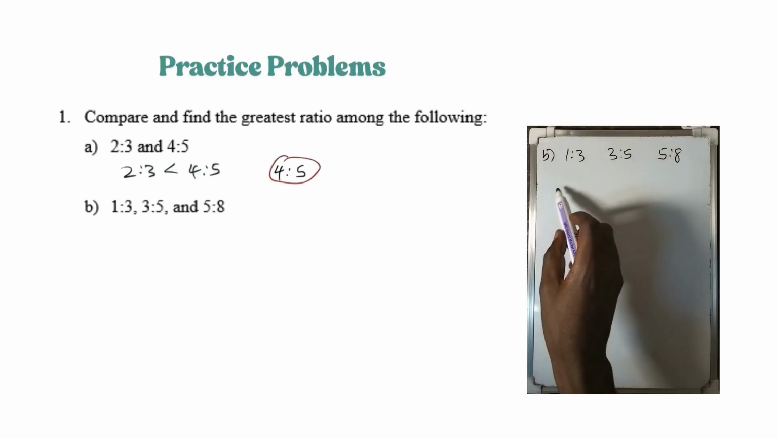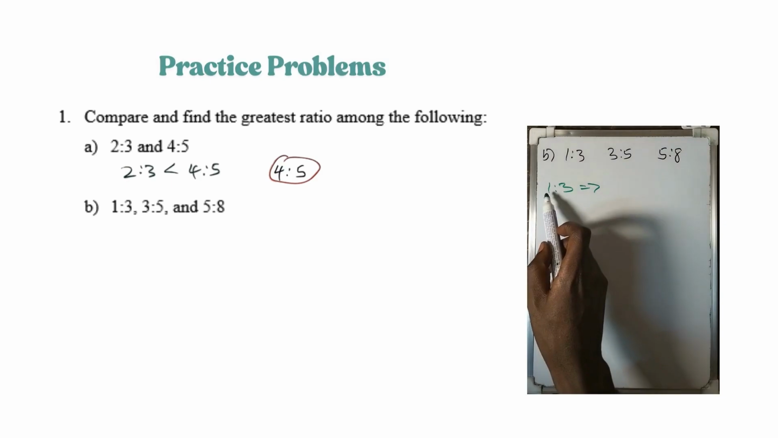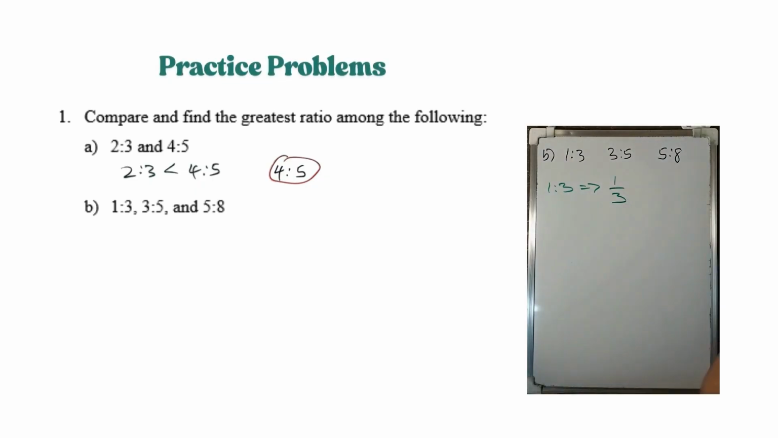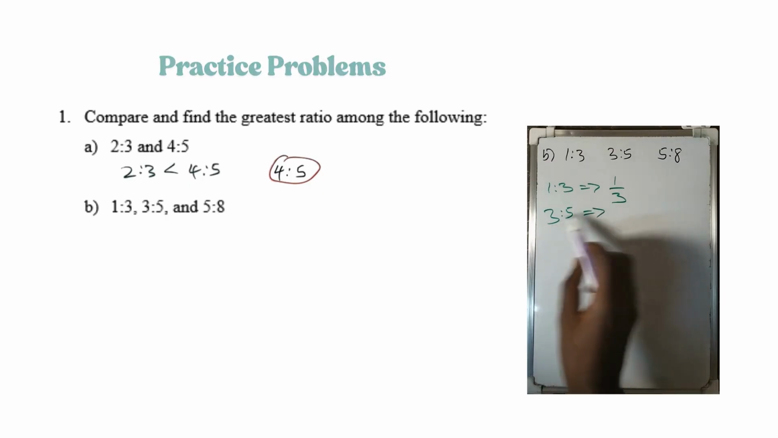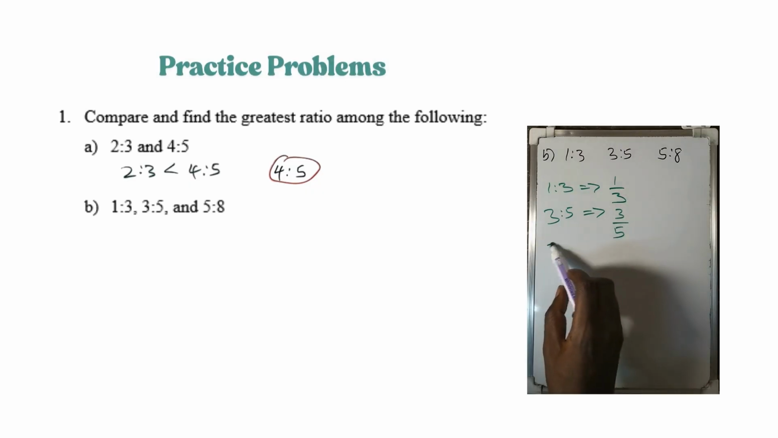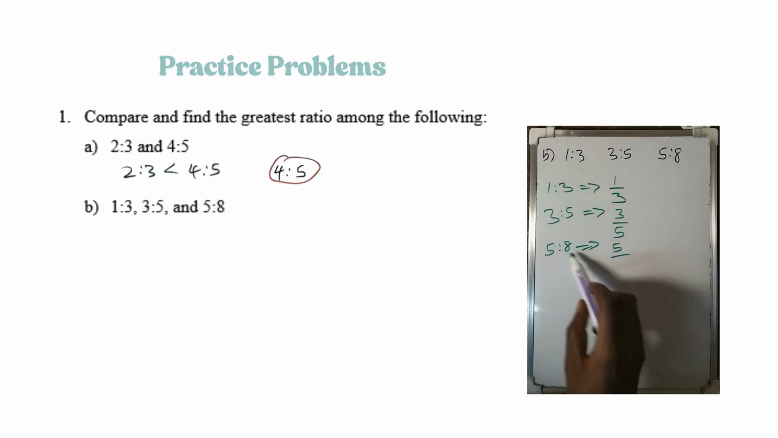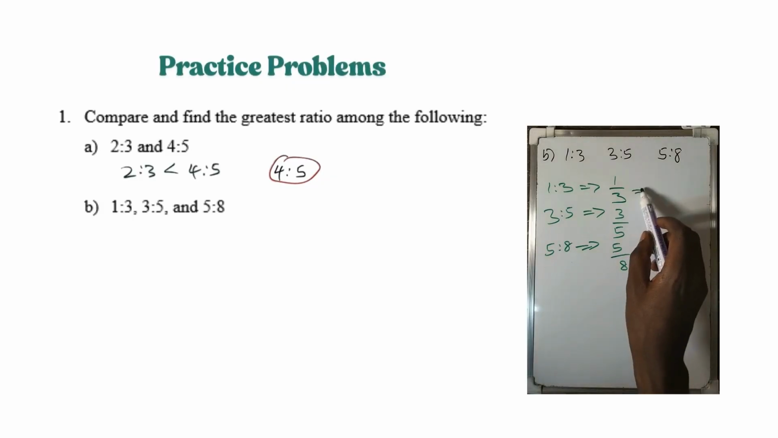So in this case, in 1 to 3, the first number will be the numerator, and the second will be the denominator. In 3 to 5, the first number will be the numerator, the second the denominator. In 5 to 8, the first number will be the numerator, the second one the denominator. Now let's turn them into decimals and find which one is the greatest.